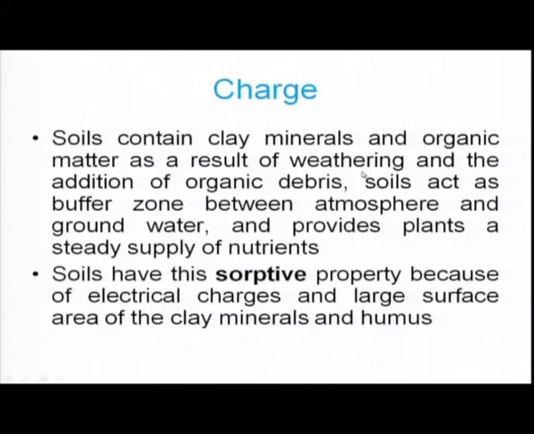So, soil contains clay mineral and organic matter as a result of weathering and the addition of organic debris, usually vegetation material. Soil acts as a buffer zone between the atmosphere and groundwater and provides plants a steady supply of nutrients through the clay minerals and organic matter present in it. Soil has this buffering property because of the electrical charges and large surface area of clay minerals and humus present in the soil. So, the clay mineral and humus material provide this charge.